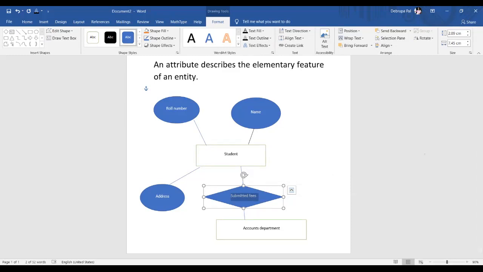So what I will do, I'm stopping sharing. Wait. Let me show you an ER diagram of a real world system so that you can have an idea how an ER diagram actually looks.